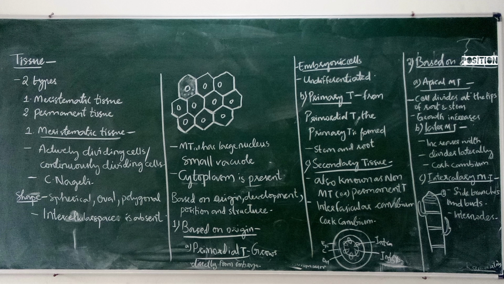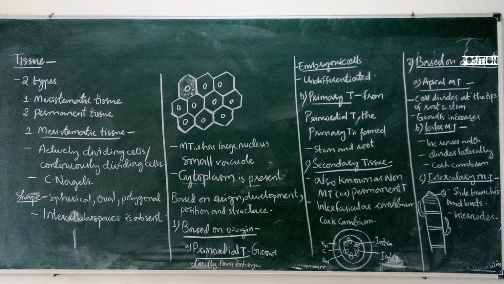Based on origin, development, position and function, this meristematic tissue has been classified. Okay, first one we are going to see is based on the origin. Into how many types has this tissue been classified? First one is what? Primordial meristem and primary meristem and secondary meristem.